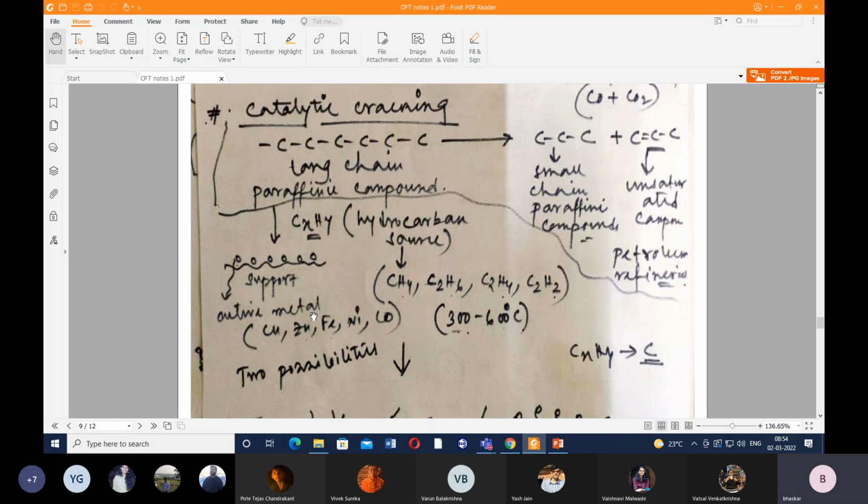In p orbital, how many electrons? Six. In d? 10. Okay. So in s orbital, we can have 2 electrons. In p orbital, we can have 6. And in d orbital, we can accommodate 10 electrons.